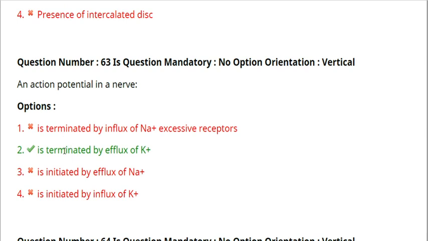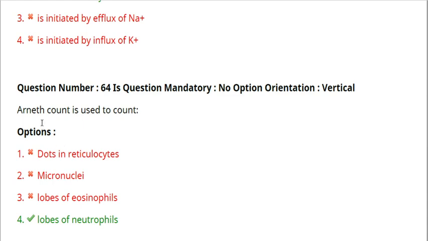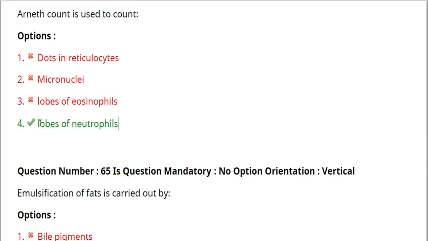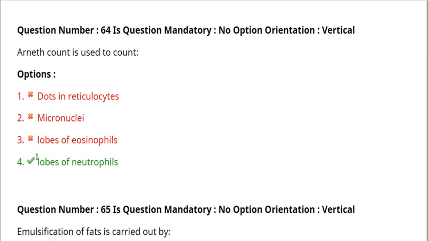So it will be stopped when a potassium ion starts to efflux. Next, Arneth count is used to count the lobes of neutrophils. It is used to determine the lobes of neutrophil.